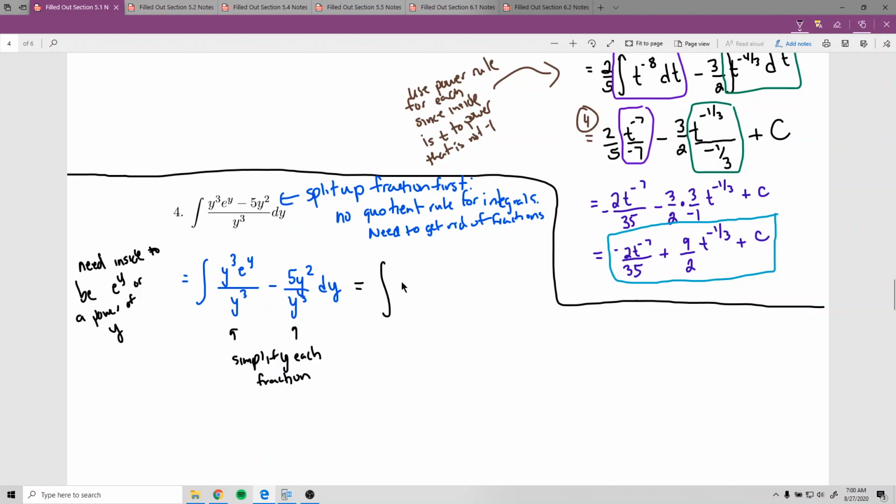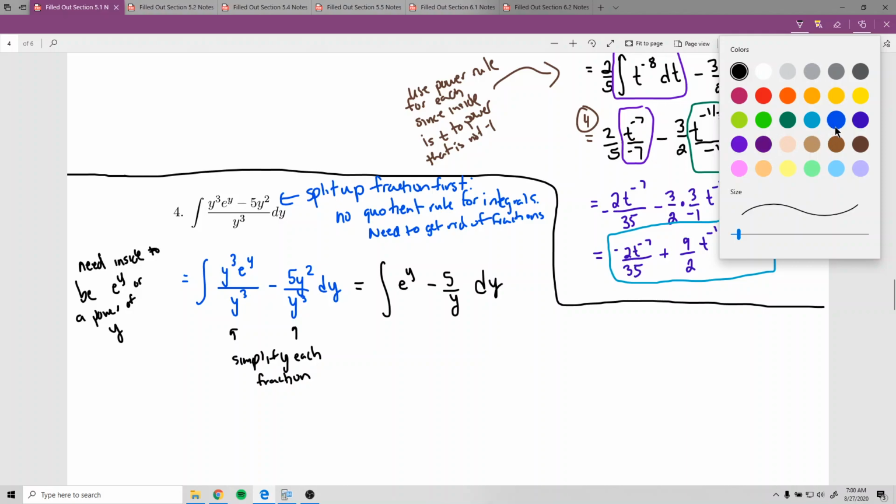All right, so the y cubes cancel out and the first fraction is just e to the y. That's really good because we need just an e to the y. Minus the 5 definitely doesn't do anything. And y squared over y cubed, well, we have 2 y's on top and 3 on the bottom, so we can write that over y. The y squareds cancel, and we have our dy. That also helps a lot because this is set up like the previous one.